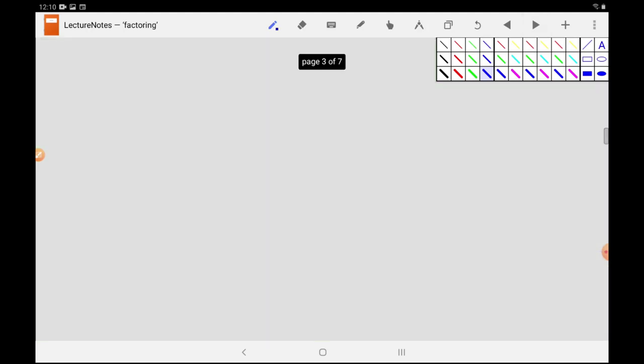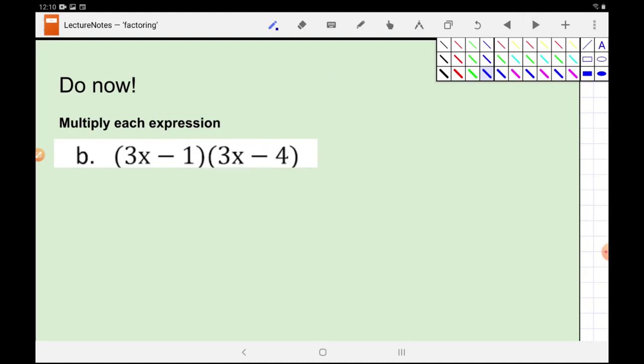All right, the next problem. Same method. First, then the outers, then the inners, and the last. And I like doing it this way because it kind of looks like a little happy face. It looks like a nose and a mouth right there. So the first terms, 3x times 3x is just 9x squared.